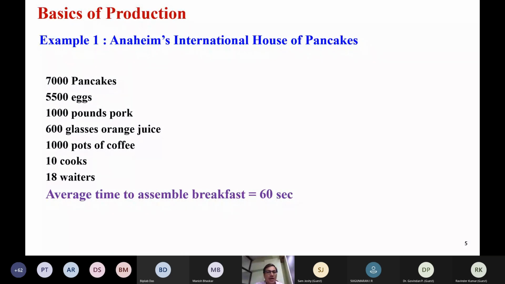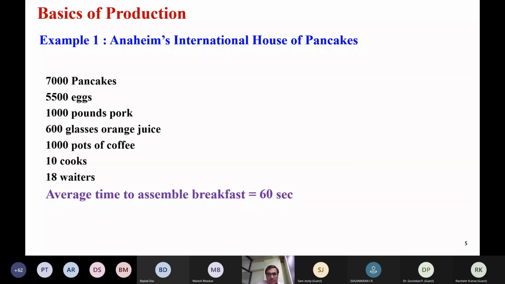7,000 pancakes are produced with the help of 5,500 eggs, 1,000 pounds of pork, 600 glasses of orange juice, 1,000 pots of coffee, 100 cooks, and 18 waiters. The average time to cook breakfast is 60 seconds. What does it represent? Simply, it represents the inputs. To make the pancakes, these are the inputs.